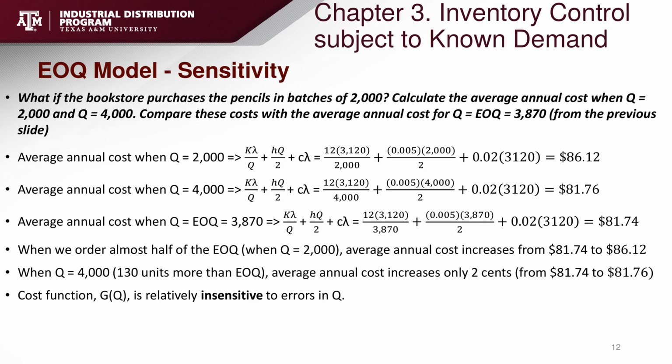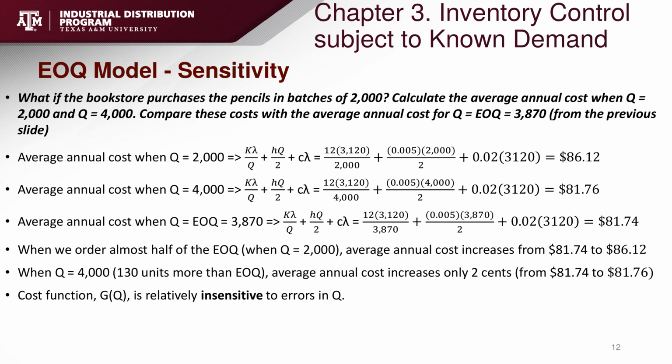Now for my favorite part. What if the bookstore just ignored the formula and ordered in round batches? Well, order 2,000 at a time and the average annual cost runs about $86.12. Order 4,000 and it's $81.76, and the optimal at 3,870, $81.74.